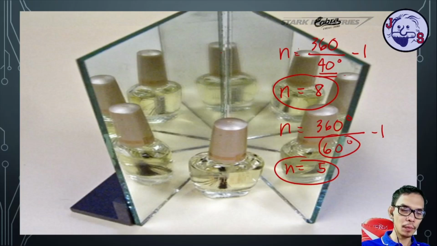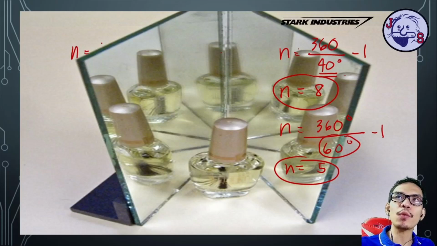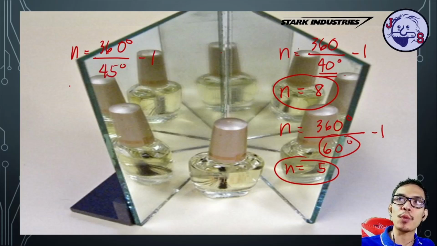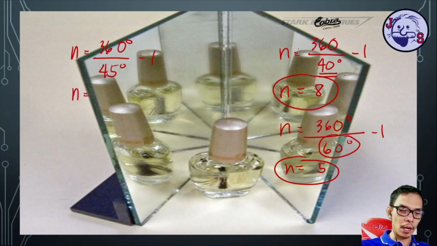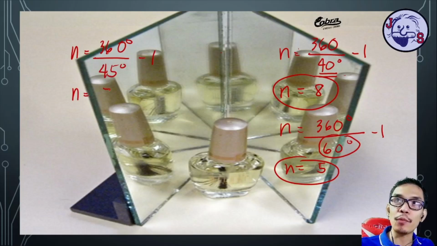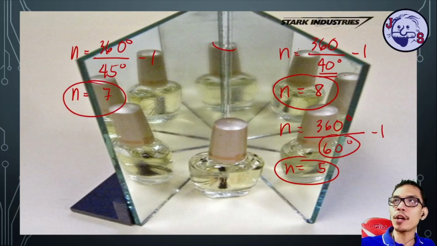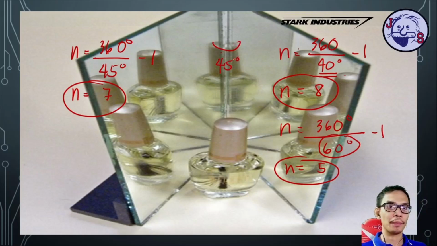65. How about 35? That will be 10. 45. So N is equal to 360 degrees over 45 degrees minus 1. That will become 8 minus 1, which will be 7. So this is a 45 degree orientation, the mirror is at 45 degrees over here. That's how you compute the number of images.